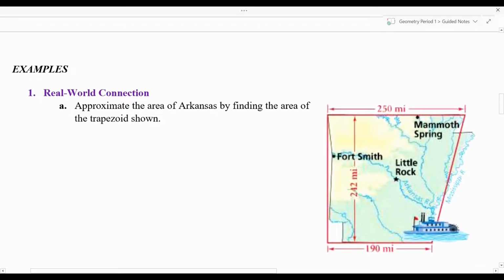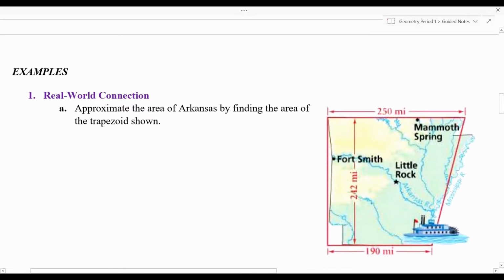Example 1 part A says approximate the area of Arkansas by finding the area of the trapezoid shown. They have the state of Arkansas in this drawing, surrounded by a trapezoid in red. We have two bases. One base is 250 miles, the other one is 190 miles. They do give us the height, which happens to be 242 miles. So we can go ahead and use our newfound formula to find the area of the state.